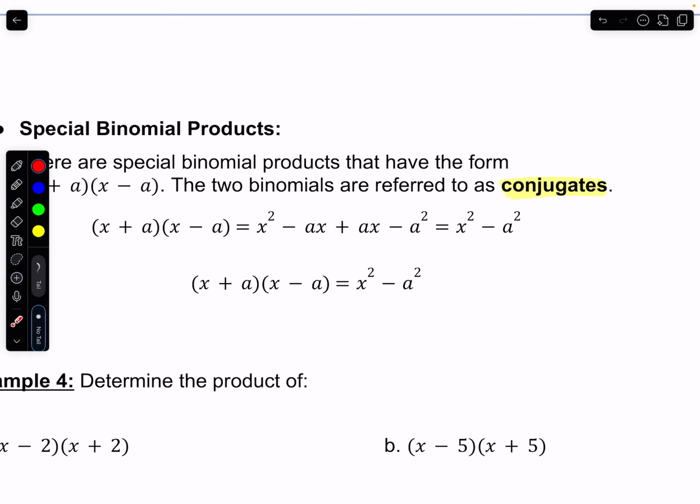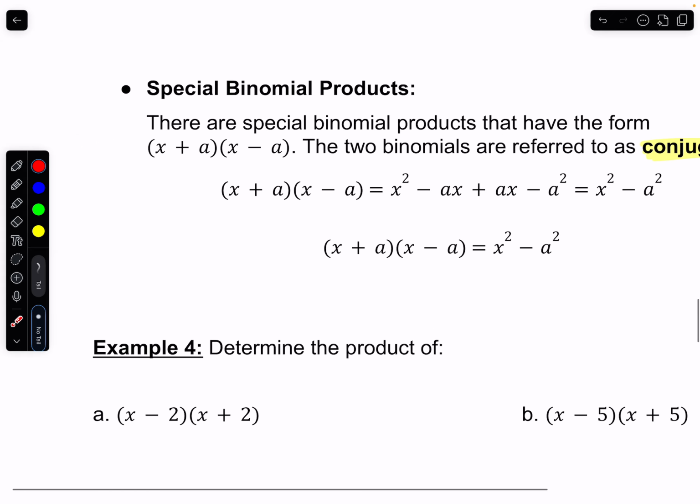When I multiply this out, let's take a look. a is just some number. It could be a 2 or a 5. The first thing is we distribute the x. So x times x gives me x squared. Then I'm going to distribute the x times the negative a, and it's going to give me negative ax. I'm not going to highlight that part because you're going to see what happens. So now I'm done distributing the x in the first factor.